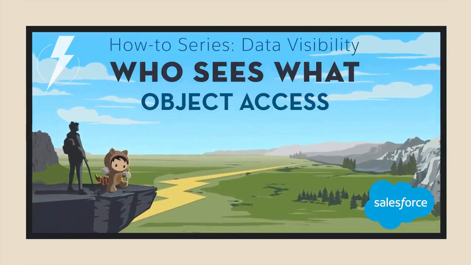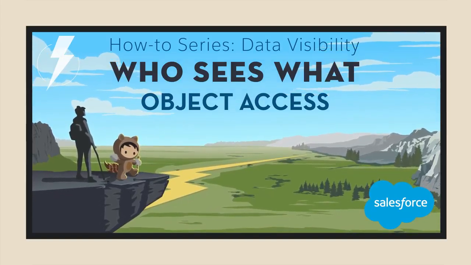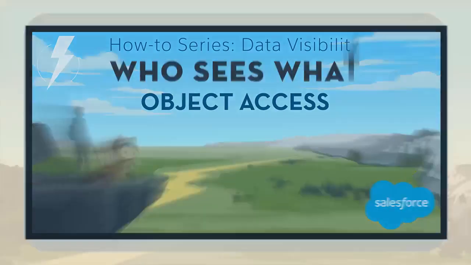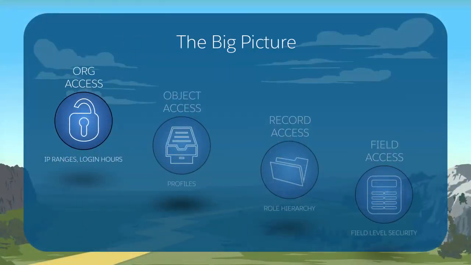Welcome to Object Access, the third in the Who Sees What series. These videos provide the basics on visibility and data access in Salesforce. Okay, so you've given your users access to the organization by setting IP ranges and login hours. Now it's time to talk about access to objects.